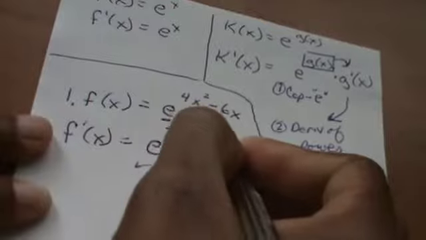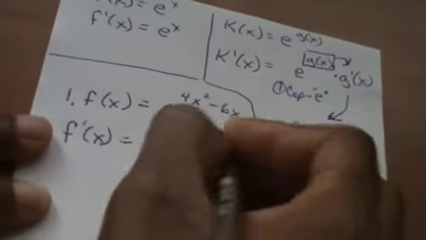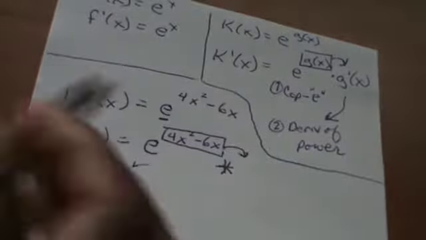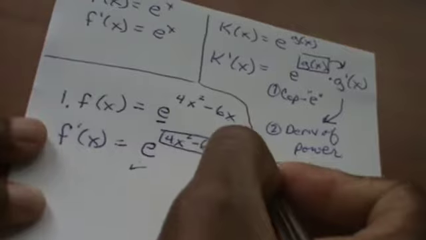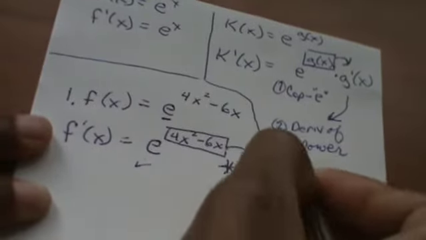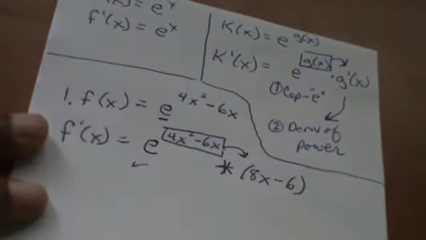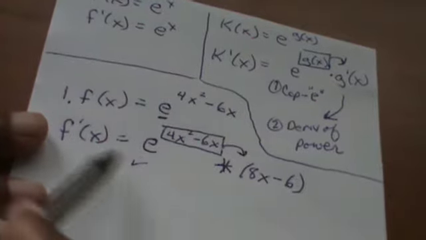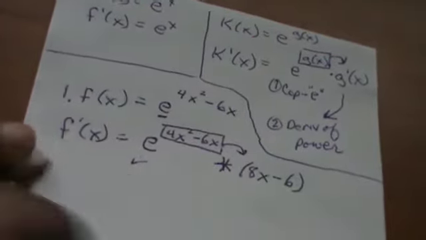And it's always going to be multiplied, just like with the chain power rule, by the derivative of the brick. The brick has to disintegrate. So the derivative of 4x squared minus 6x is 8x minus 6, like that. Okay, so oftentimes I put the 8x minus 6 in the front. It's a matter of preference.